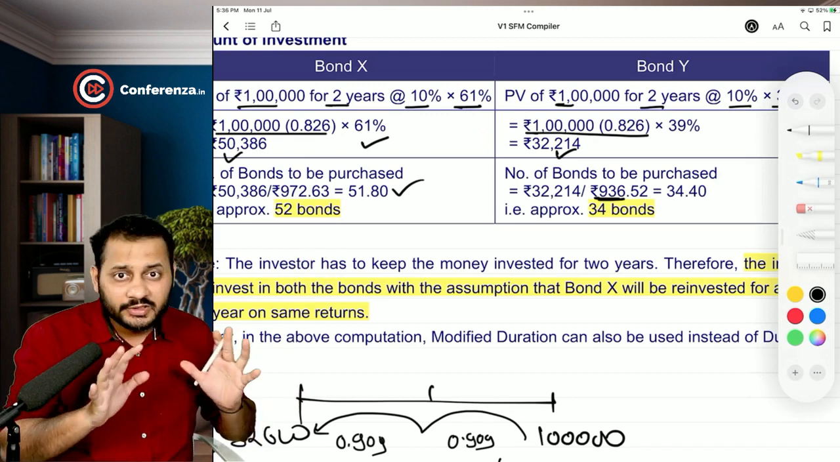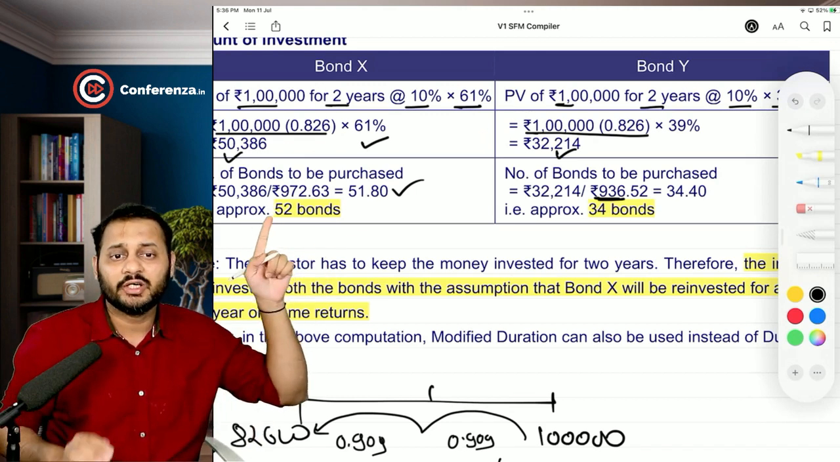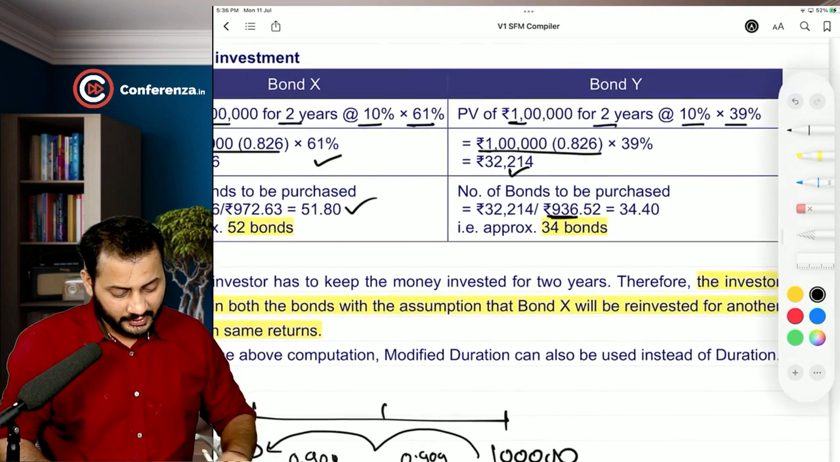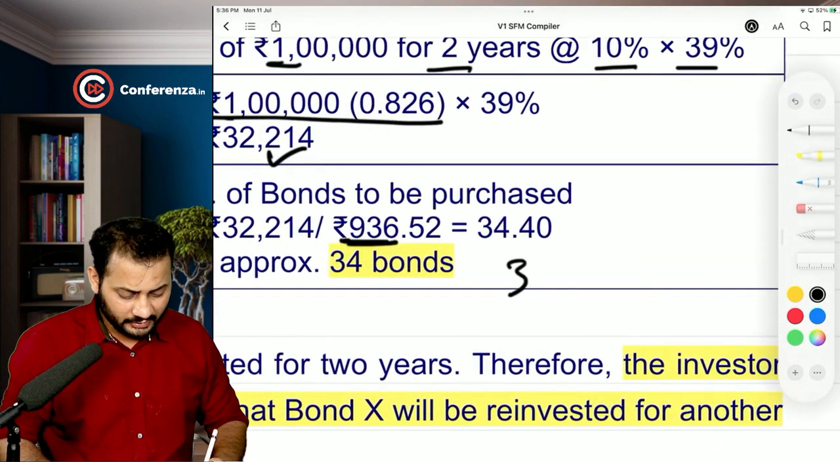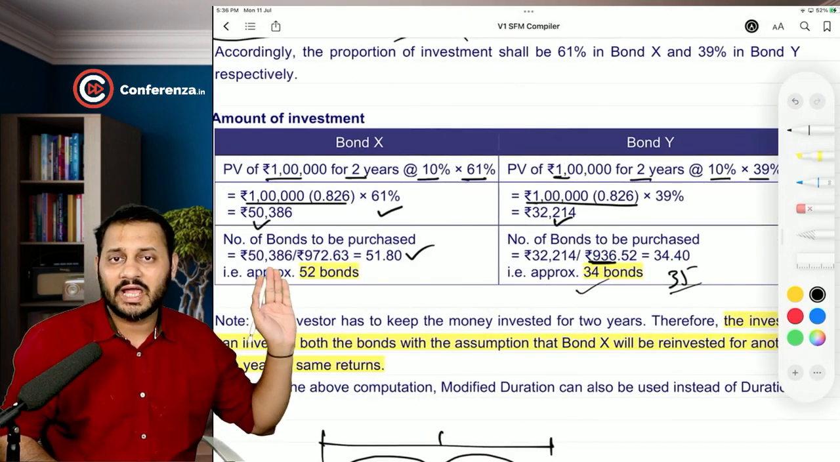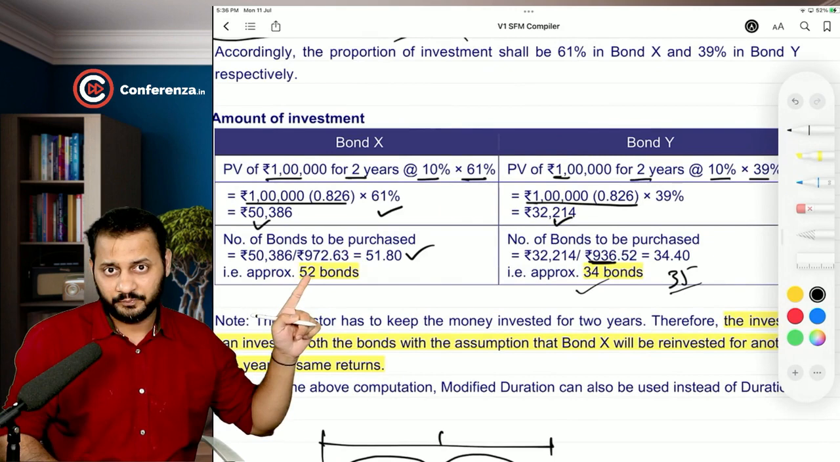51.80, you cannot purchase the bonds in decimal, so that's why you have rounded off to the next multiple, that is 52. In this case 34.40, you can write 35 also or 34 as they said. So these many bonds have to be purchased. This is the final answer.